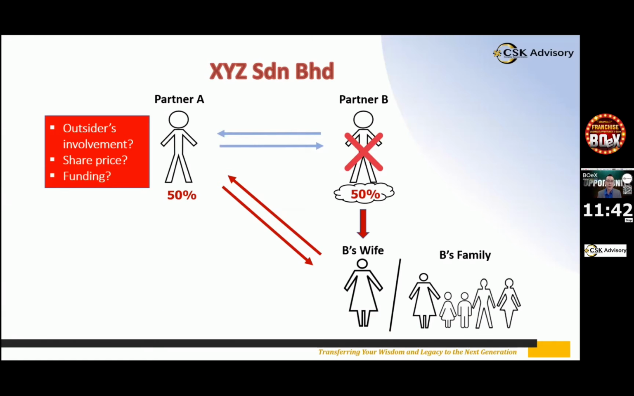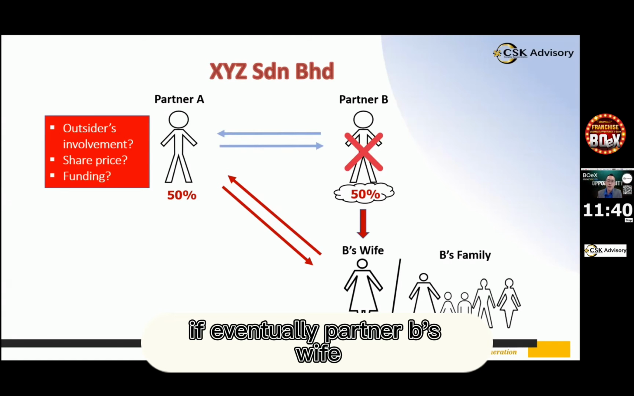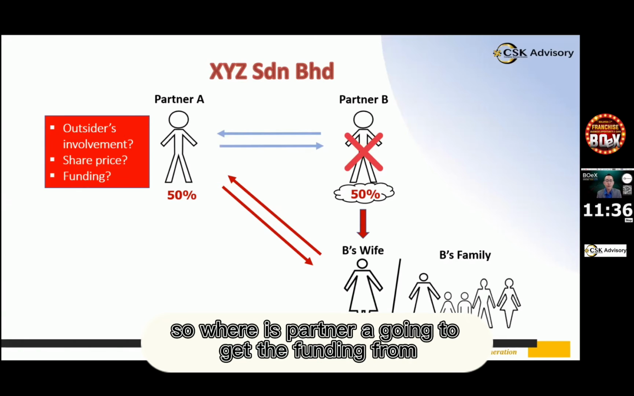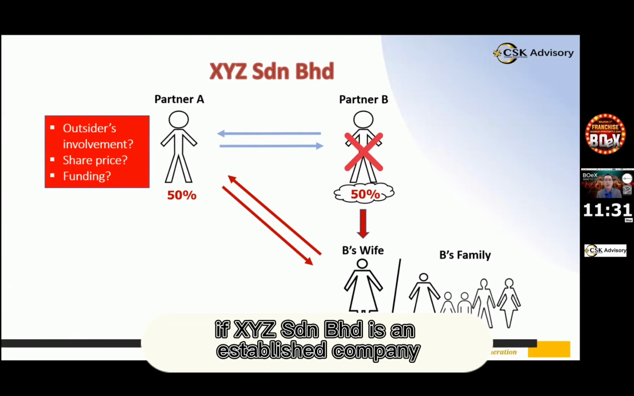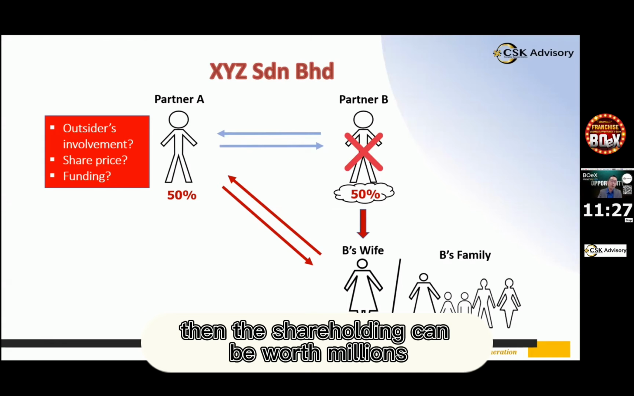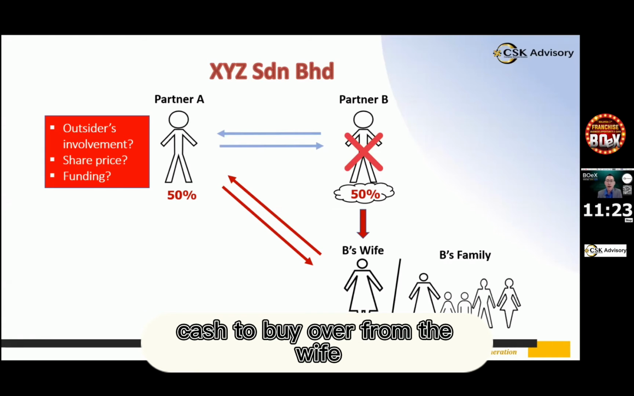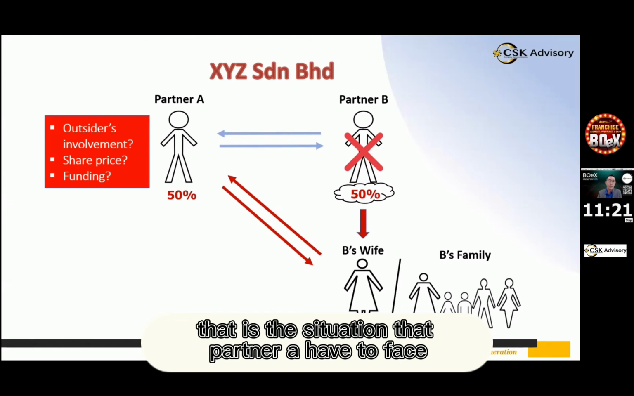And number 3, if eventually partner B's wife is willing to sell the shareholding, where is partner A going to get the funding from? If XYZ Sdn Bhd is an established company, then the shareholding can be worth millions. So how is he getting the funding, cash, to buy over from the wife? That is the situation that partner A has to face.